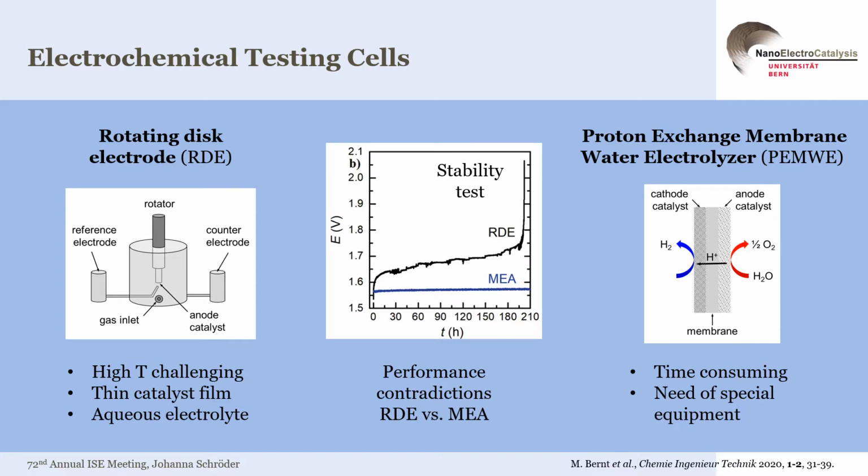In addition, Bern et al. recently presented, in stability tests, a performance contradiction between RDE measurements as compared to MEA testing. Therefore, a device would be desired that combines the advantages of fast testing in the RDE setup with the real conditions in the PEM electrolyzer.